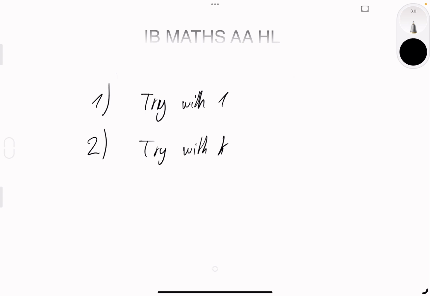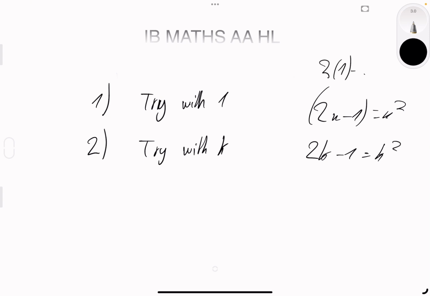Let's say it's 2n minus 1 equals n squared, which would say: prove that the sum of the first n odd numbers is n squared. Then you would replace n with k, and so you would have 2k minus 1 equals k squared. Of course, this goes for 1 as well. If you replace the n with 1, it would be 2 times 1 minus 1 equals 1 squared, which is 1 equals 1, so it works.